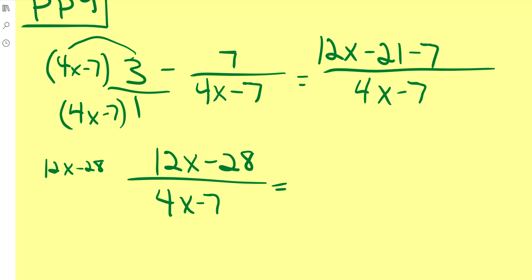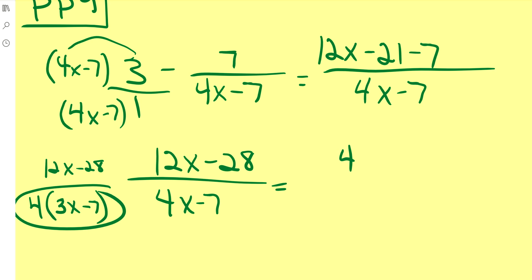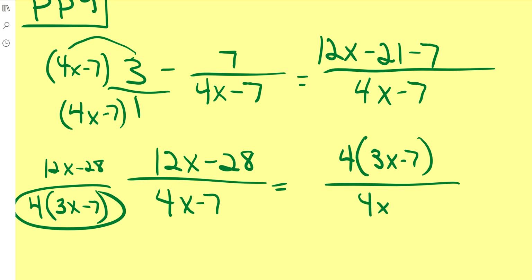Okay, so here I've got a common factor of 4 that can come out. And what's left over is 3x minus 7. That is my numerator now. And oh, how clever of them, whoever did this problem. So if this is my numerator now, factored, it's going to go here, 4 times 3x minus 7, and it's going to be over 4x minus 7.